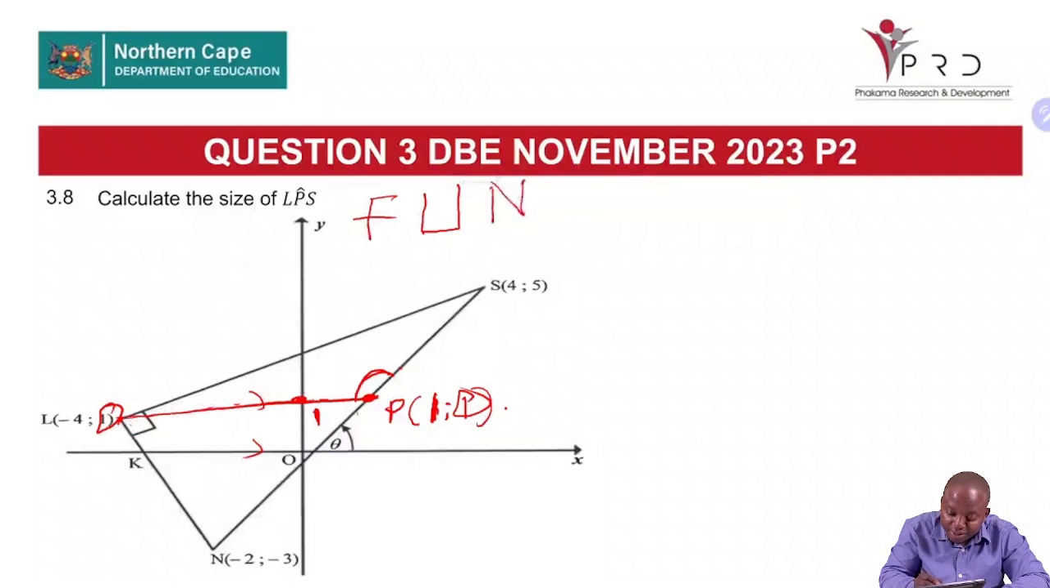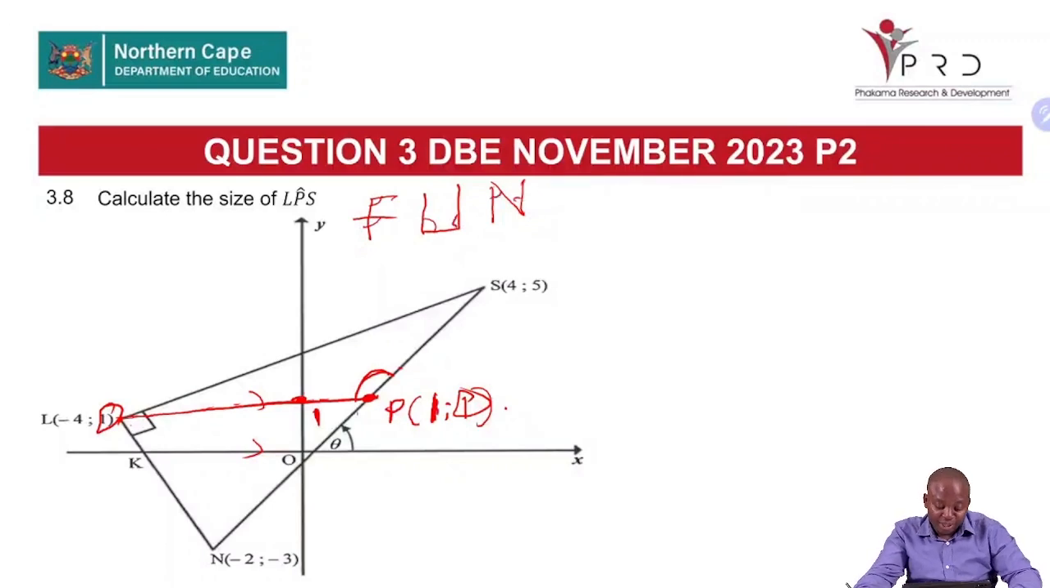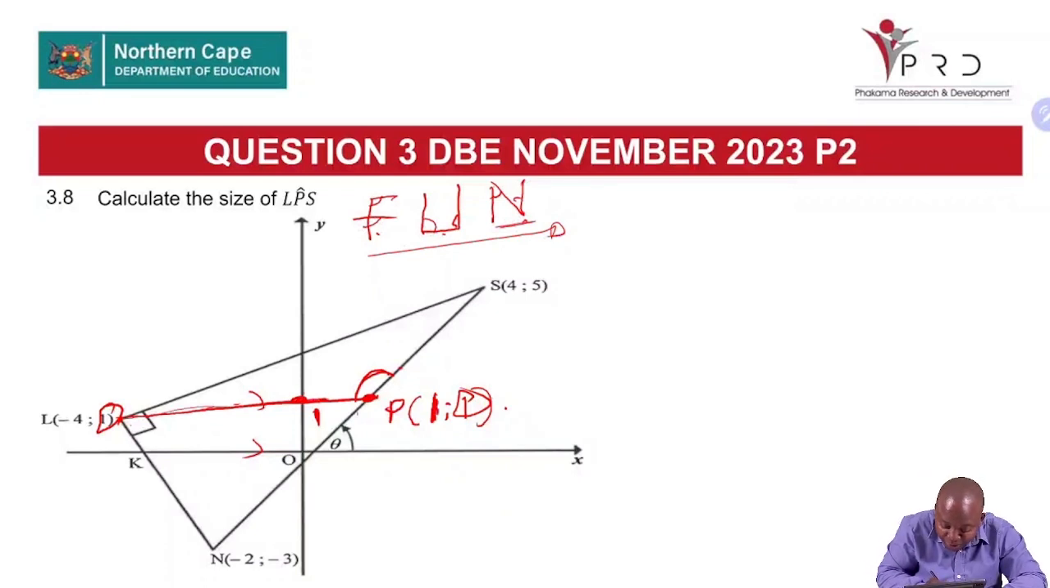You must have fun. When we have fun, we talk about corresponding angles, interior angles, and alternate angles. So that is the fun that you must have there, meaning you must look for any of these shapes, whether an F shape, U shape, Z shape or N shape. However you put it, you must have that. So that's why I'm saying parallel lines have fun.